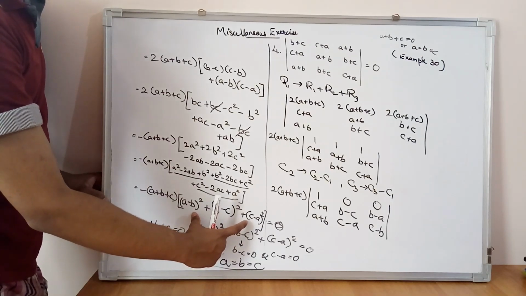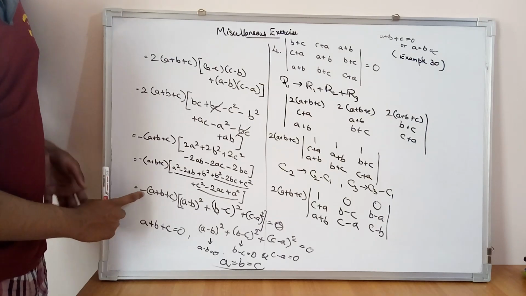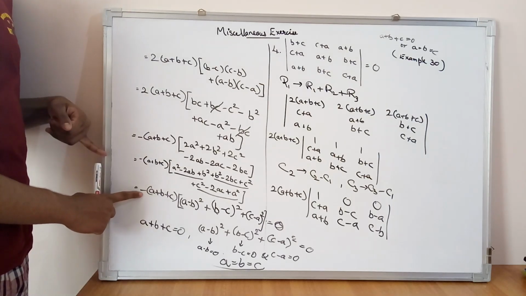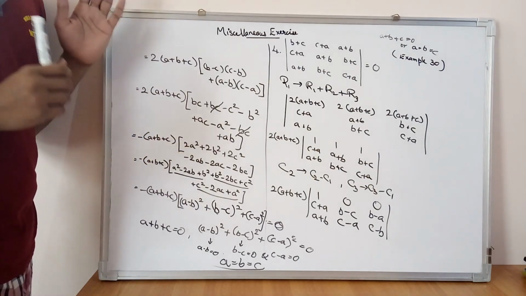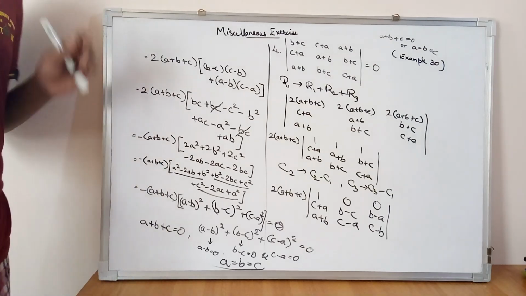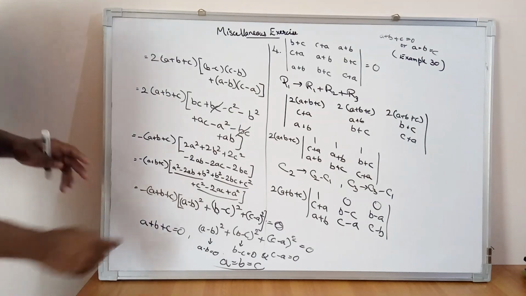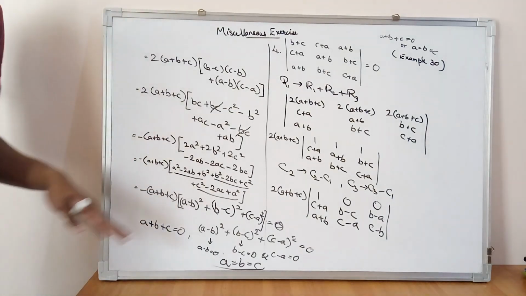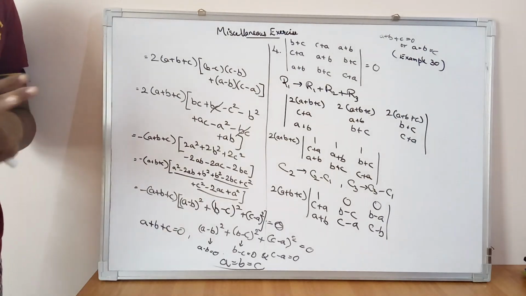So this cannot be 0 if they are unequal. This cannot be 0 if they are positive. So the remaining thing is only one negative sign. The question in example 30 was, you need to prove that the value of the determinant is going to be negative. So this negative sign indicates that the determinant value is going to be negative because the sum of the squares cannot be negative. Since they are positive, their sum also cannot be negative. That's all about this fourth question and example 30.